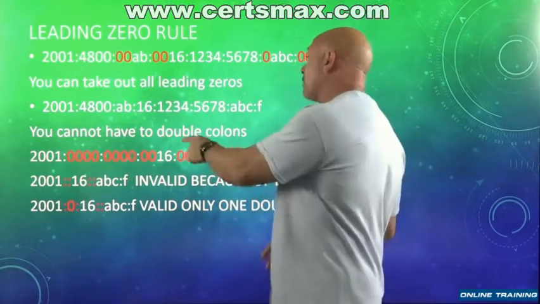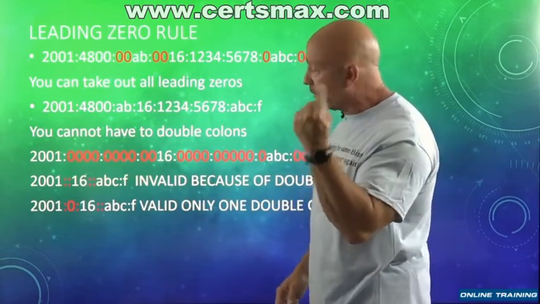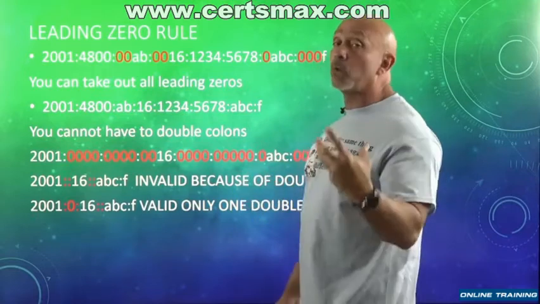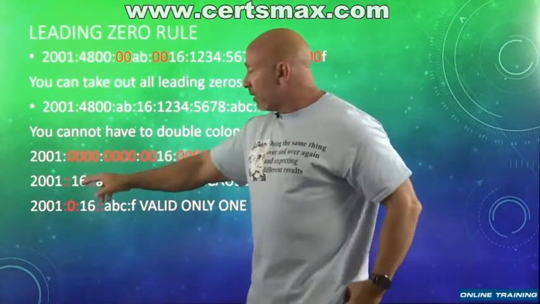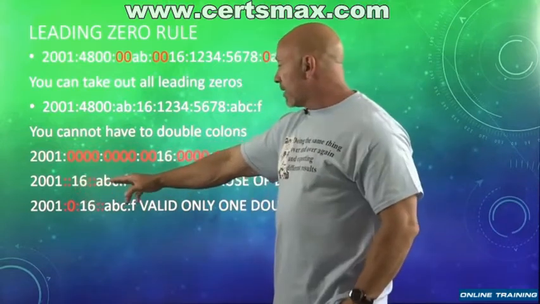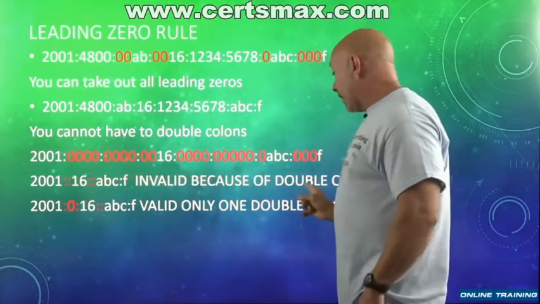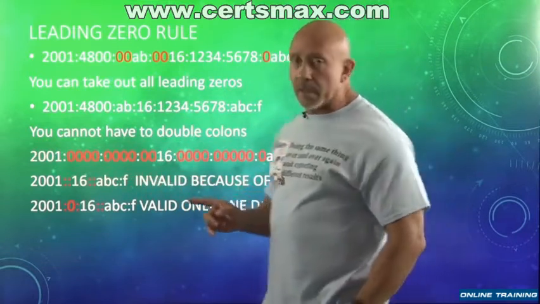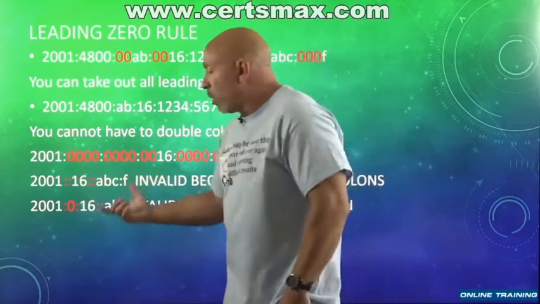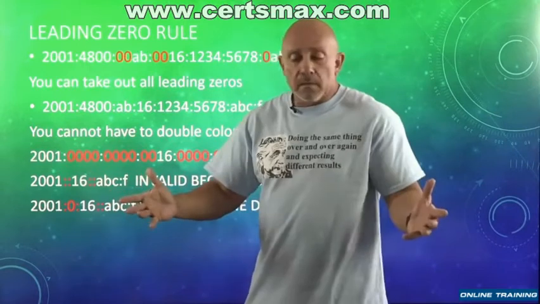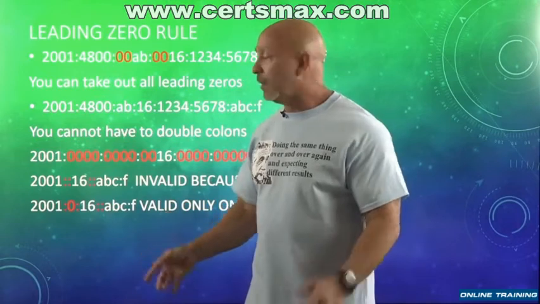Now, the rule here is called the double colons. You can only have one set of double colons. So let's take a look at the wrong answer. That's why it says invalid, because of double colon. So I took out all the zeros, put a colon here. 16, took out all the zeros, put a colon, ABCF. It's invalid. It's no good. Why? Because the protocol won't know where to put the zeros. It will see two double colons and say, I don't know. So it gets lost. You can't do that.